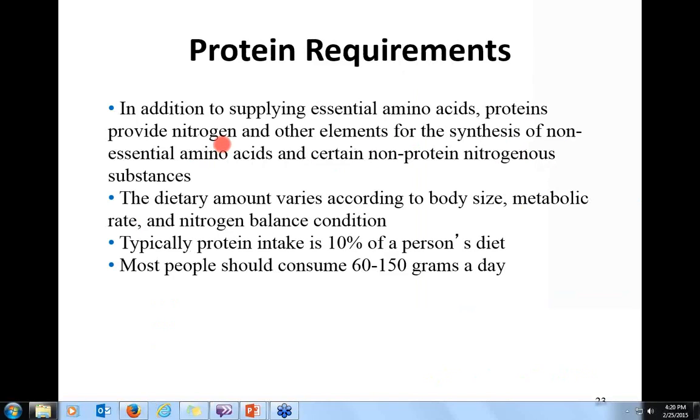Surprise, surprise, we probably take in more protein than we need. Protein should be 10% of a person's diet. And this is because we normally don't use proteins for ATP. We only use proteins for ATP when we're not eating enough carbohydrates and fats. I believe it's called protein sparing.